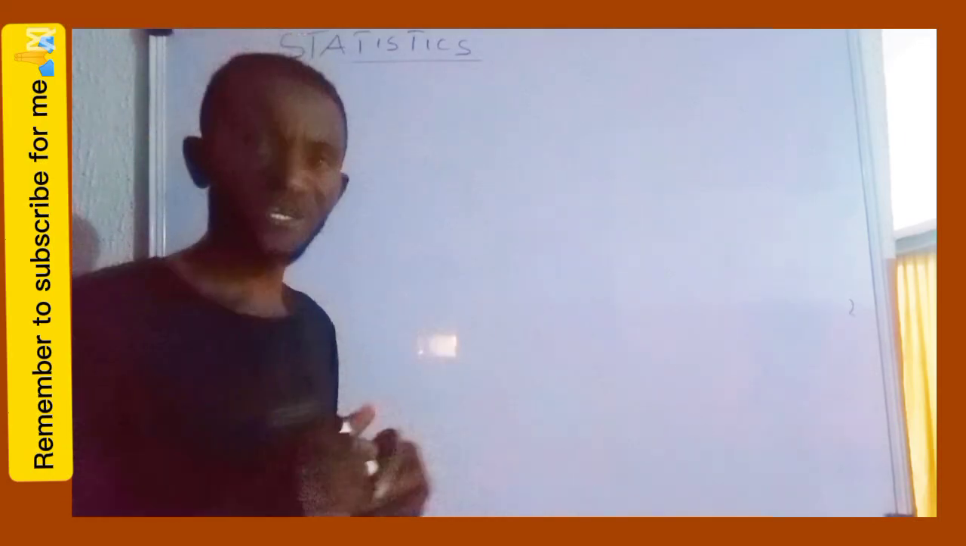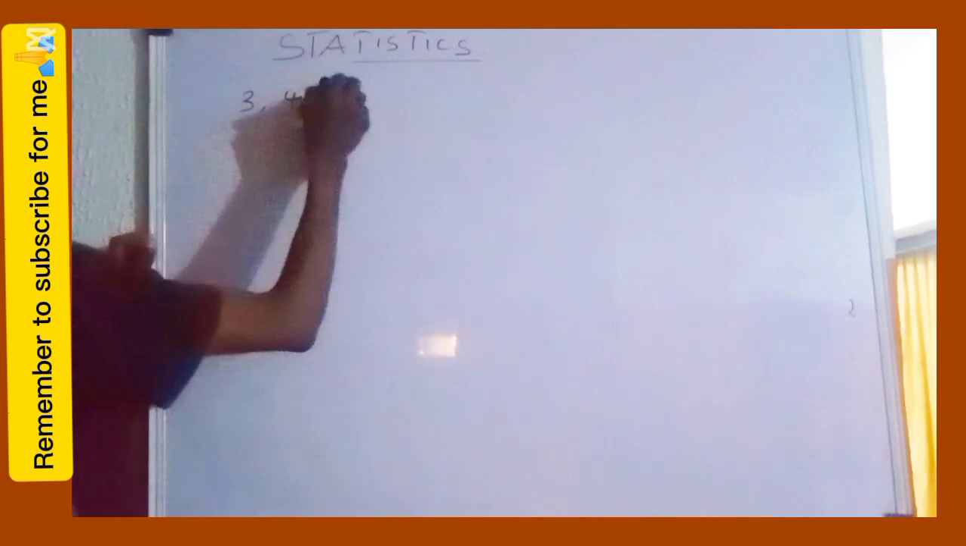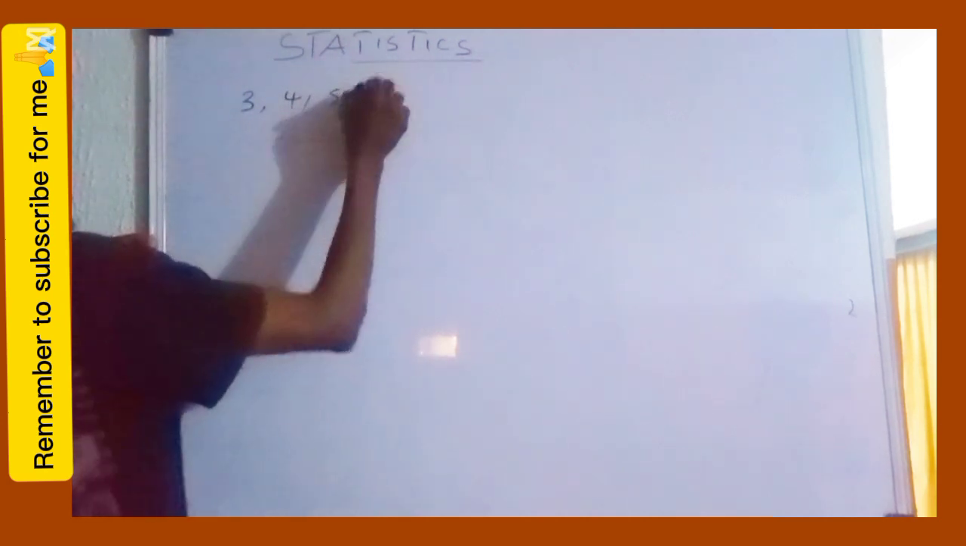Sample moments. This time around, let me have observations this way. Just a very small observation. This observation I have is this: I have three, I have four, I have five, I have six, seven.